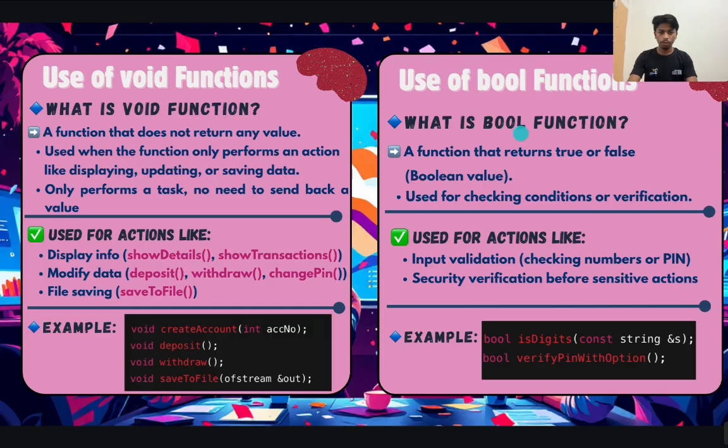Then bool function. So what is a bool function? The bool means boolean, which means the function can return only two values, true or false. I used bool functions wherever conditions or verifications are required. For example, verify PIN or verify PIN with option. This checks whether the PIN entered by the user is correct or not. If the PIN is correct, it returns true. If the PIN is wrong, it returns false. So basically, void functions perform actions and bool functions make decisions by checking whether something is true or false.